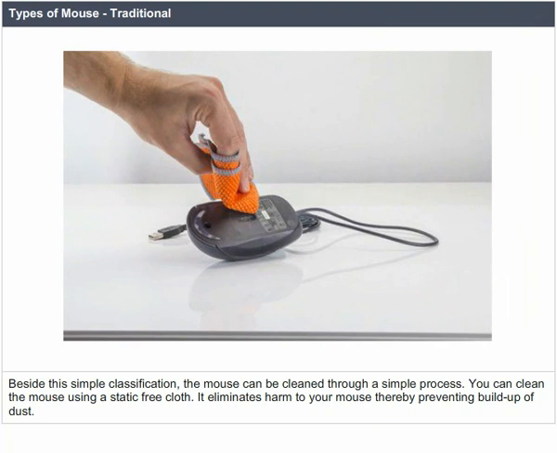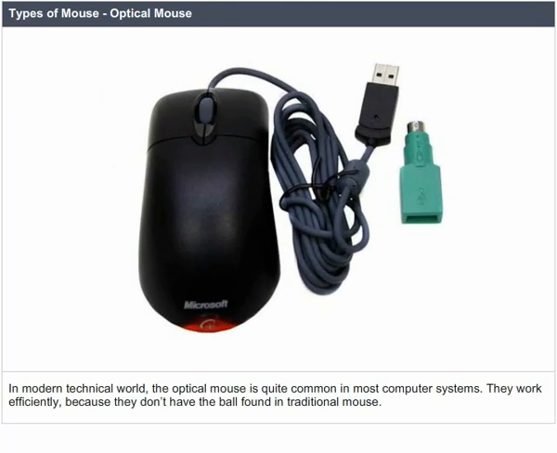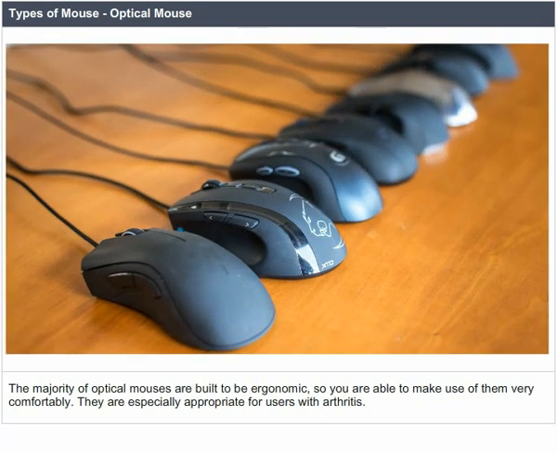Types of mouse. Optical mouse. In the modern technical world, the optical mouse is quite common in most computer systems. They work efficiently because they don't have the ball found in the traditional mouse. The majority of optical mouses are built to be ergonomic, so you are able to make use of them very comfortably. They are especially appropriate for users with arthritis.